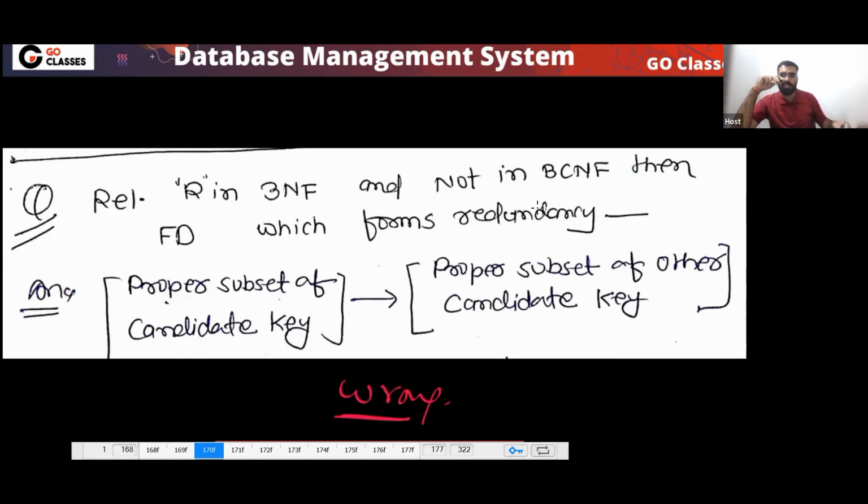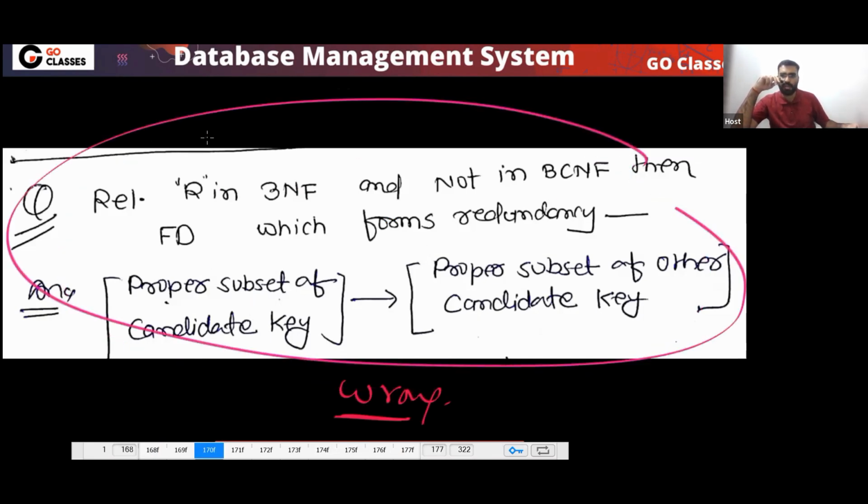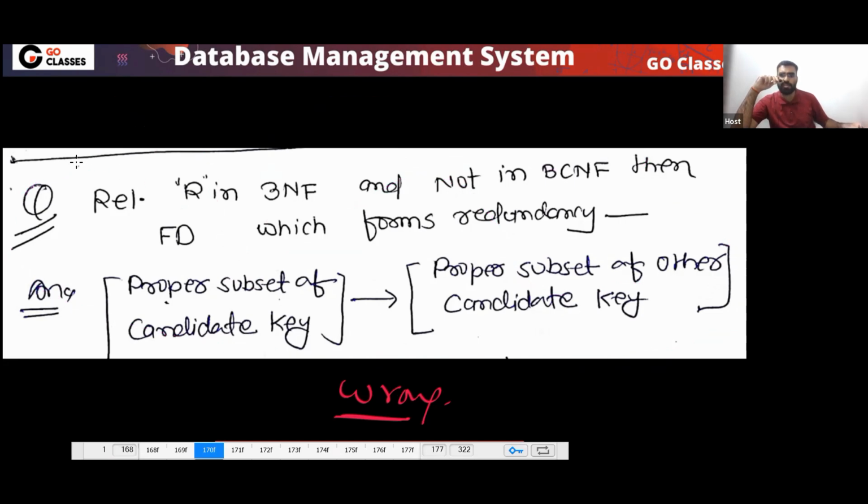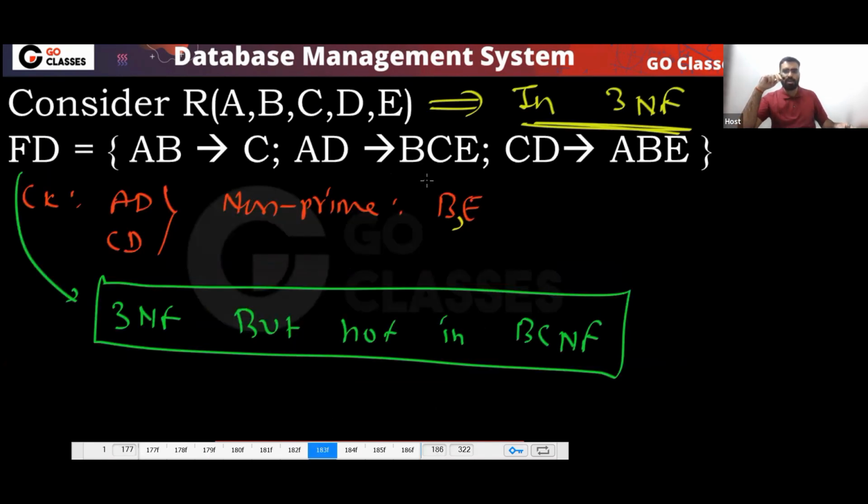Because let me tell you, this is from a very big coaching institute, and many students study from these notes, and they are learning wrong concepts. The majority of GATE students are learning wrong concepts. So in the GATE exam, if this question comes by chance, so many students will get it wrong. So this is in 3NF but not in BCNF.